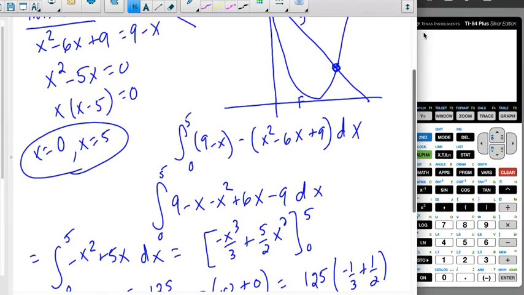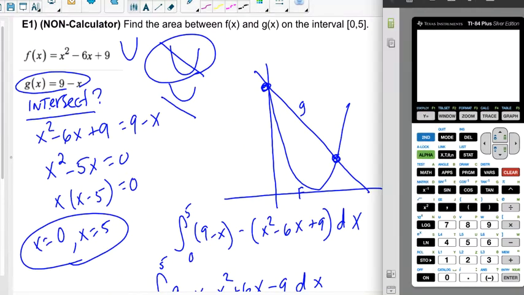Now I can also confirm that in a calculator, right? It said a non-calculator problem, but that doesn't mean you shouldn't check your work in a calculator. That's just a good idea. So I'm going to put my y1 in as x squared minus 6x plus 9. I'm going to put my y2 in as 9 minus x, right?